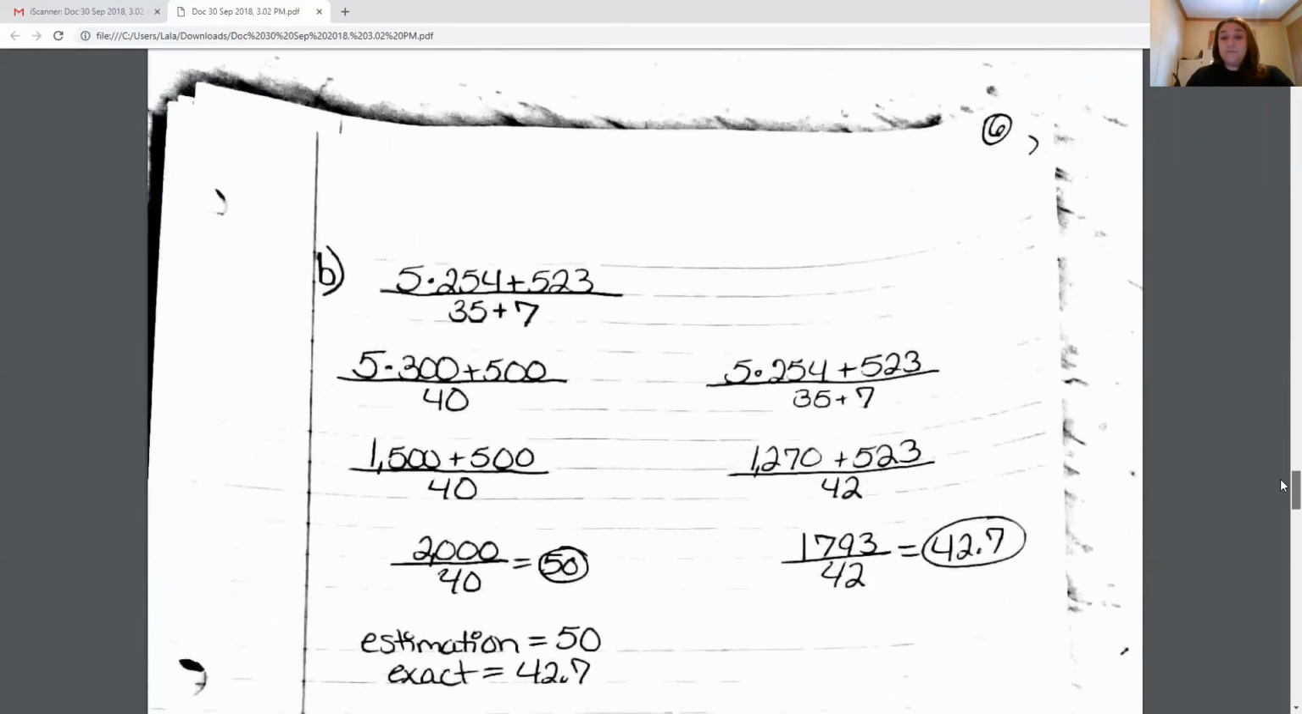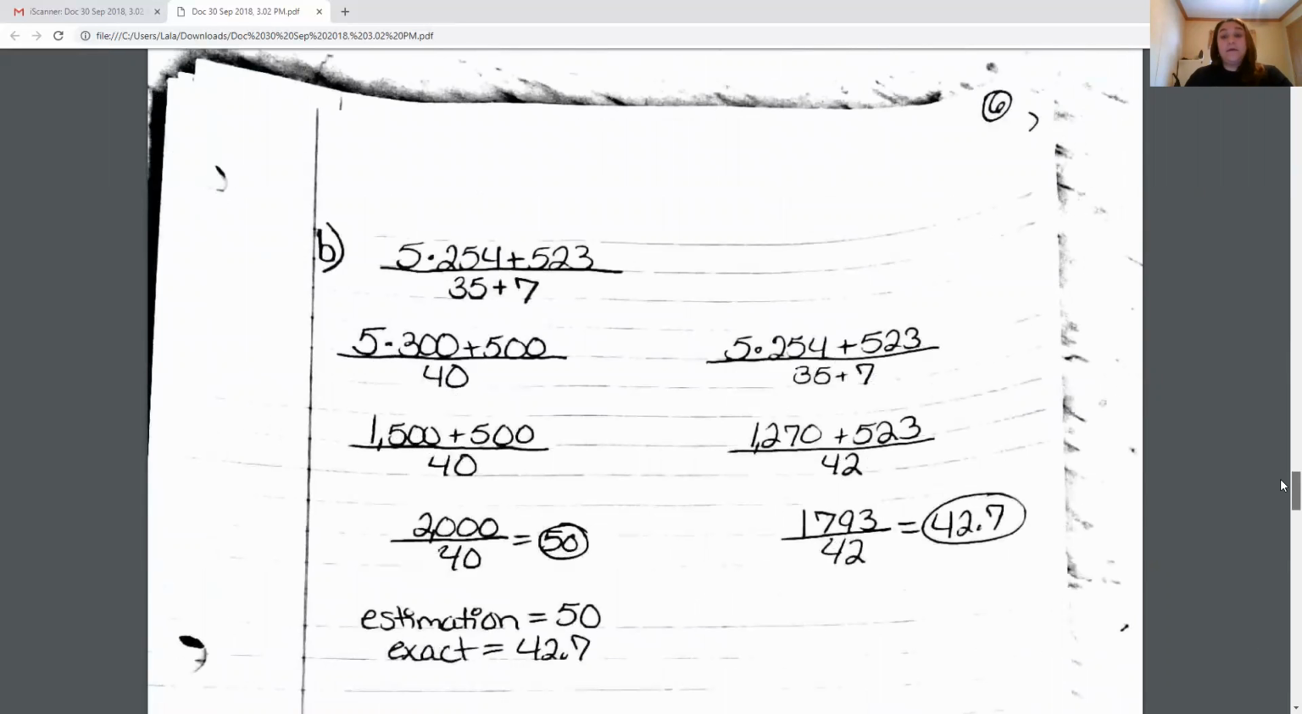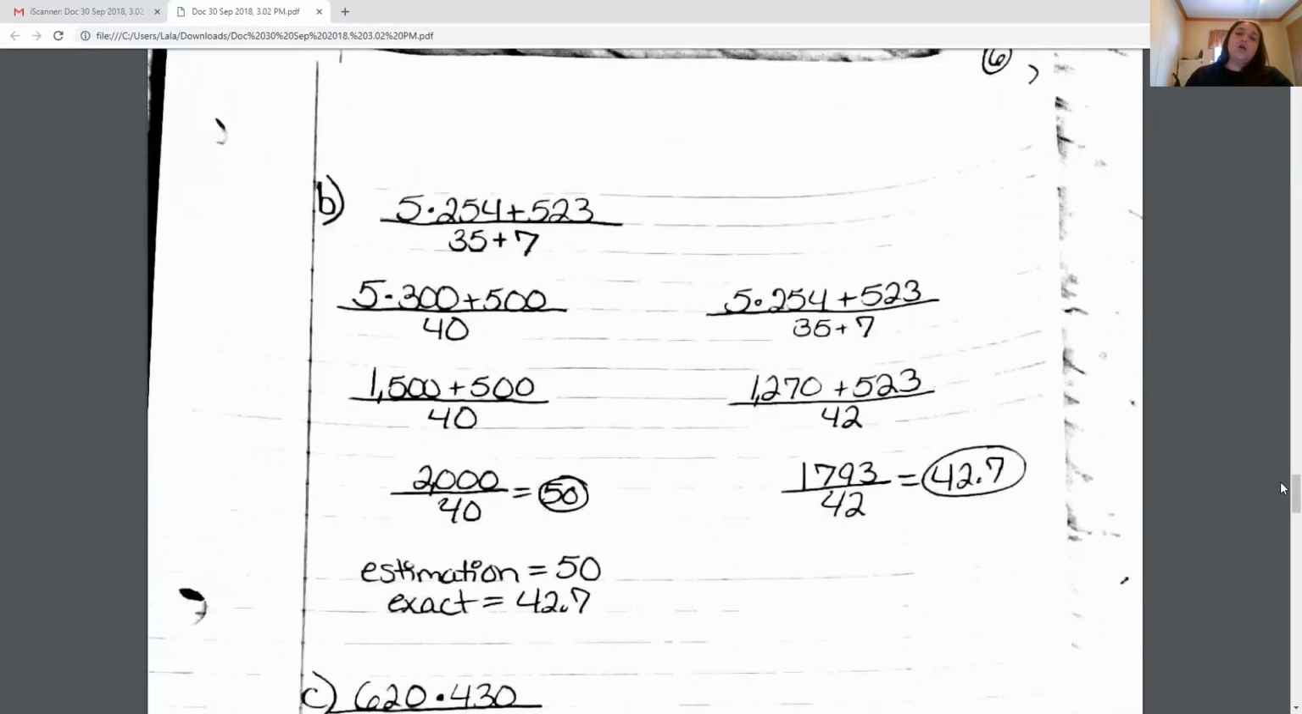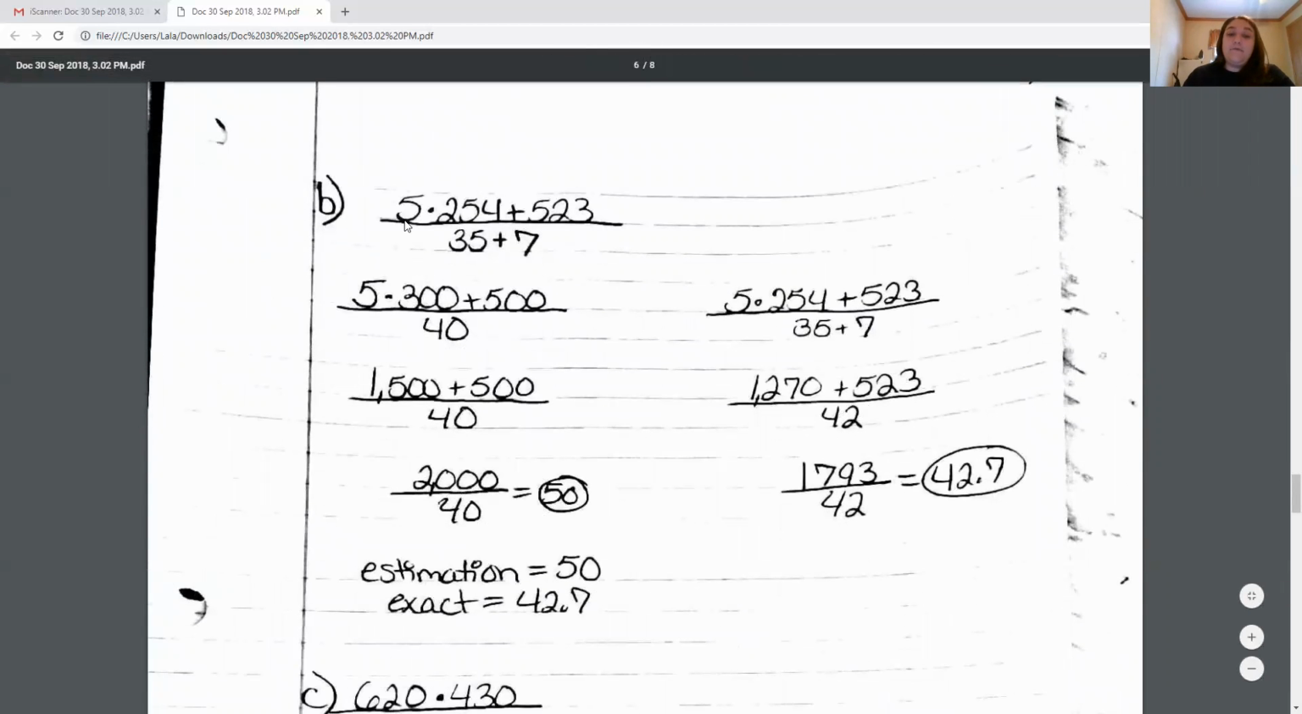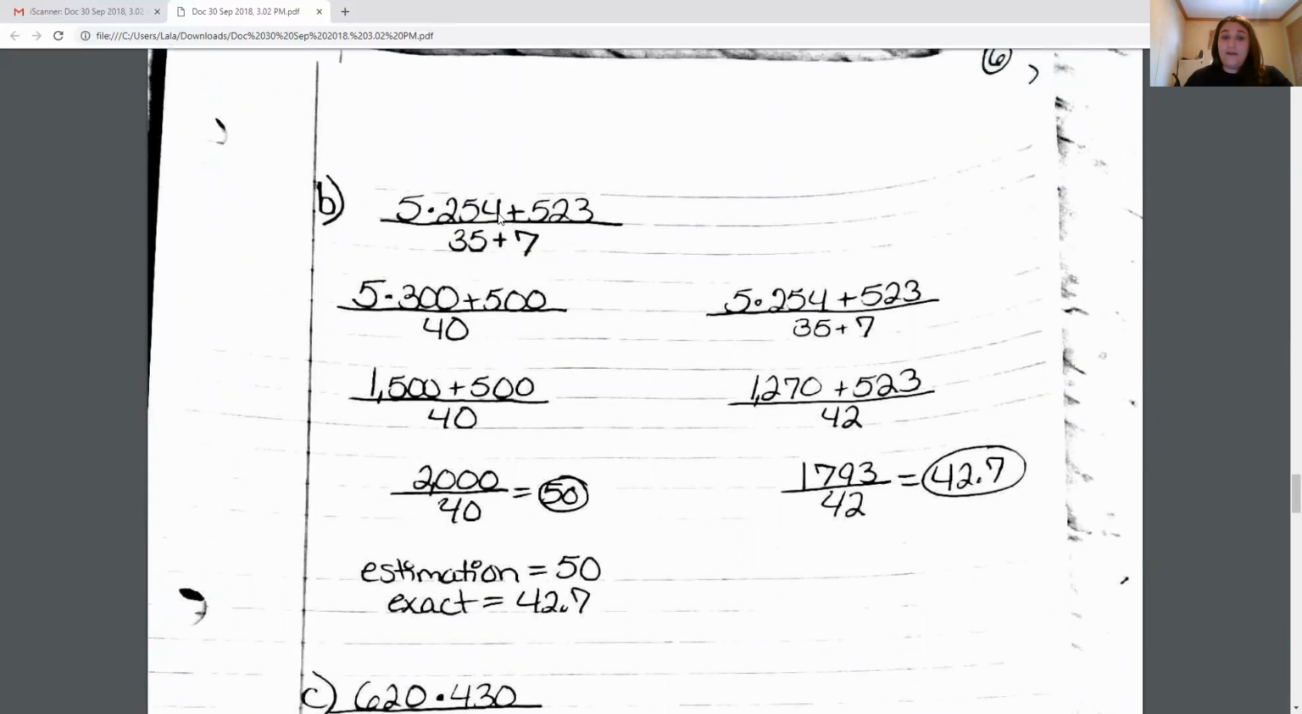Okay, here we go. This one we have to multiply and add and divide. So we have 5 times 254 plus 523 divided by 35 plus 7. Let's do our estimation first because those are a little bit easier for me.